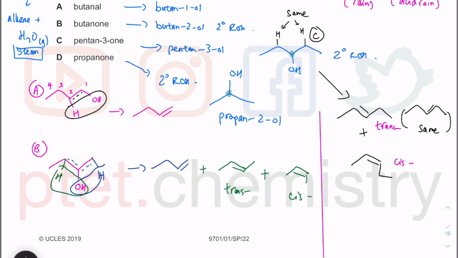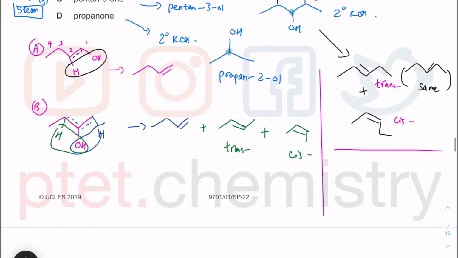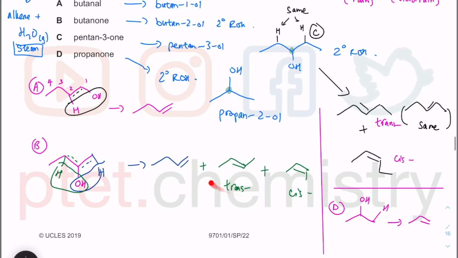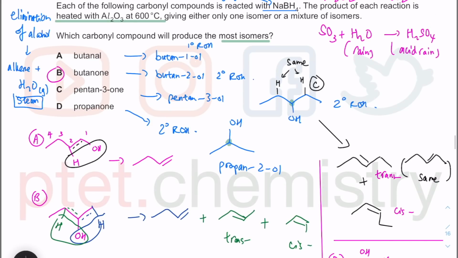Okay, as for the last one, what do we have? We have propan-2-ol. Again, it's a symmetrical molecule, so this hydrogen is the same as the hydrogen on the CH3 there. I'm just going to show you one, and there are no other isomers, just one there. So altogether, this one gives you the 3 isomers, which include the geometric isomers cis and trans. So B must be the correct answer there.